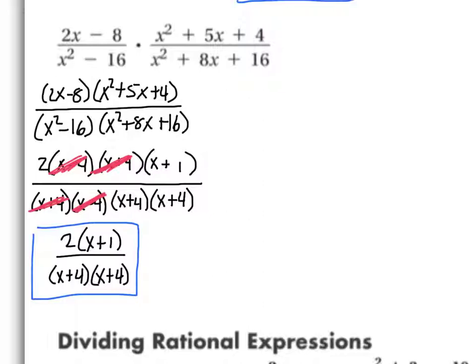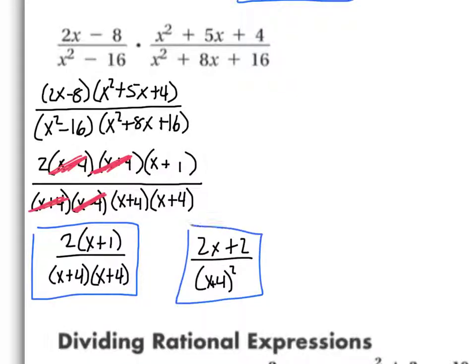Now again, you might see this written differently if you're taking an ACT, SAT, or looking in the back of the book. They might have this written as 2x plus 2 over x plus 4 squared. These are the exact same thing. You've got to be able to recognize them as being the exact same thing. Okay? Any questions? No questions. Okay. So then, let's move on to division.